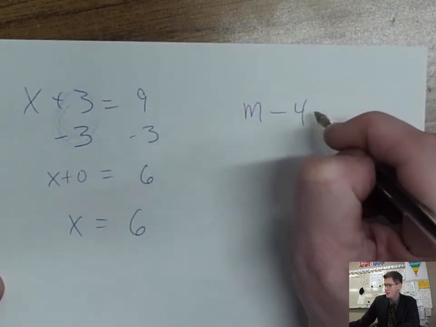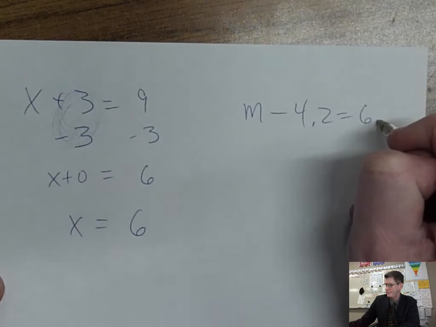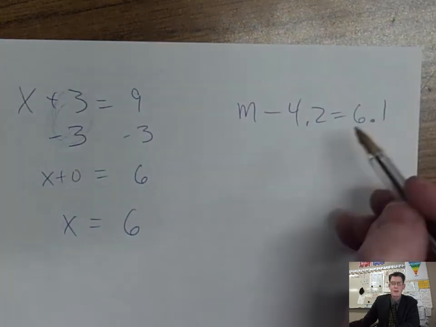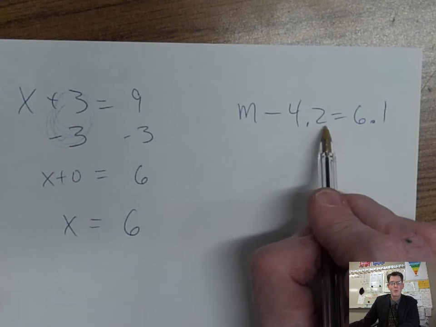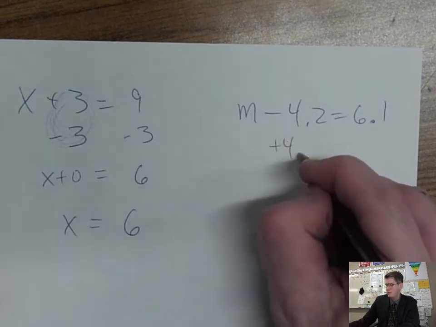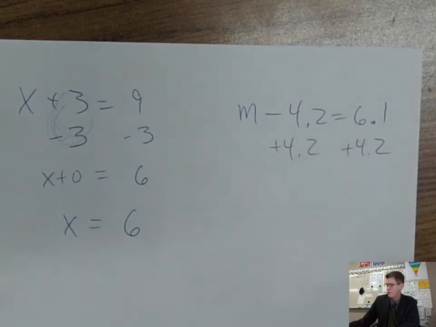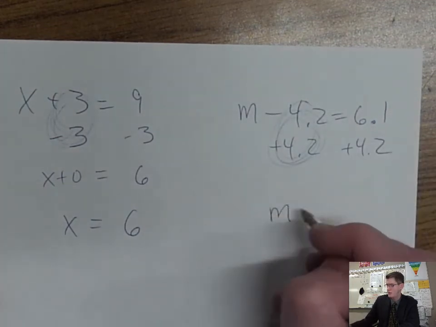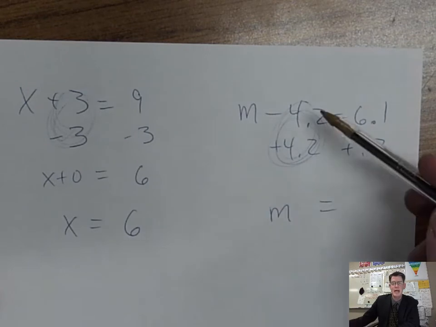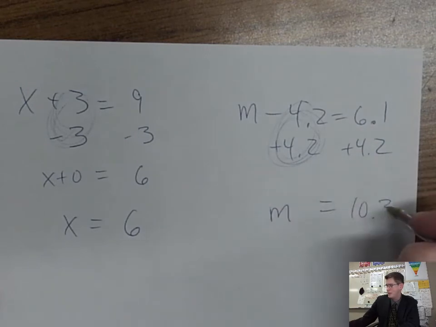m minus 4.2 is 6.1. So to get this minus 4.2 undone, to do the opposite, we add 4.2 and add 4.2. That goes to 0. So we're just left with m on this side of the equal sign, and on this side we're left with 10.3. So that was what we were doing yesterday.